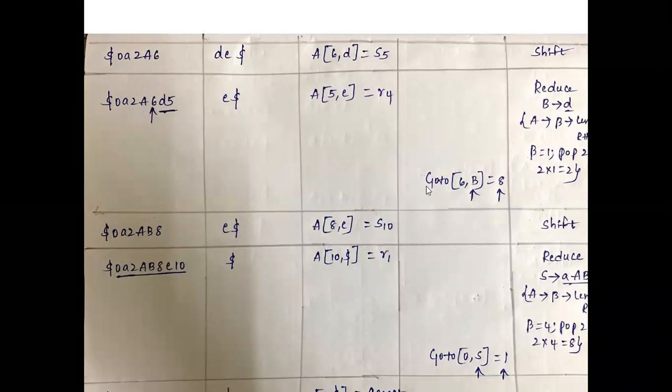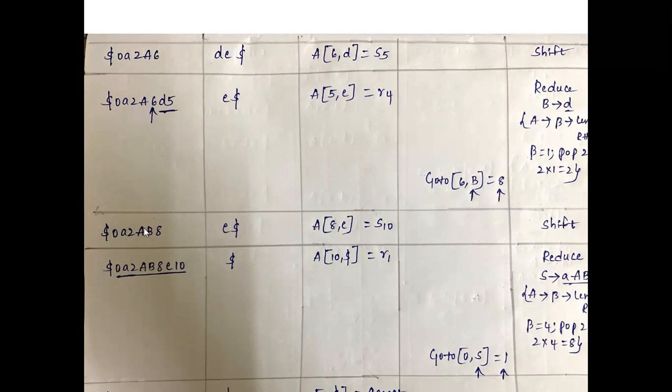Now write the go to. Go to of 6 comma, what is the A here? It is B. So go to of 6 comma B, from the table it is 8. So push this B and 8 onto the stack. Now my stack contains 0A, 2A, B.